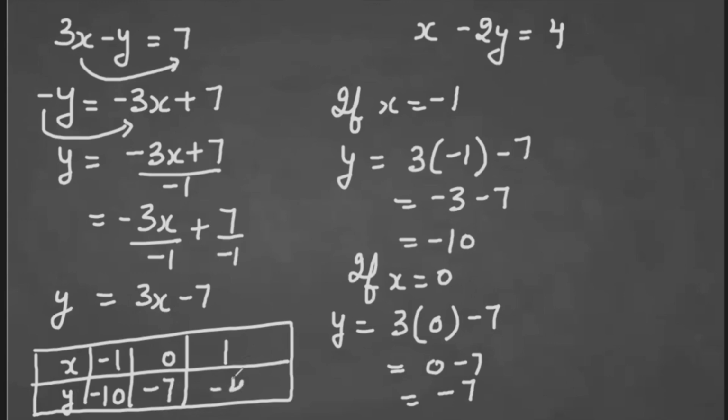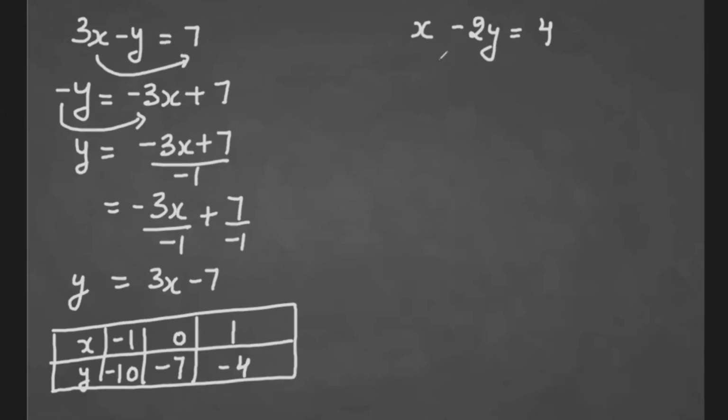When you put the value of x as 1 in the equation, you will get negative 4. To understand this particular part, how to make the table, I have already shared a video on plotting the graph for a linear equation. So if you are not able to understand from here quickly, you can go through that video once. We will make the table for the next equation. For that, we will take 2y to this side. We'll get x is equal to 2y plus 4.